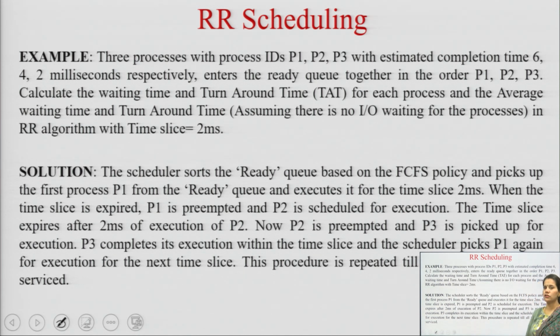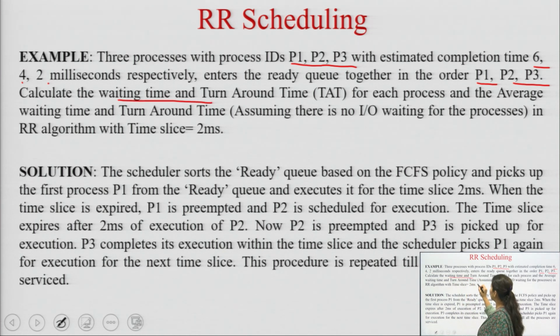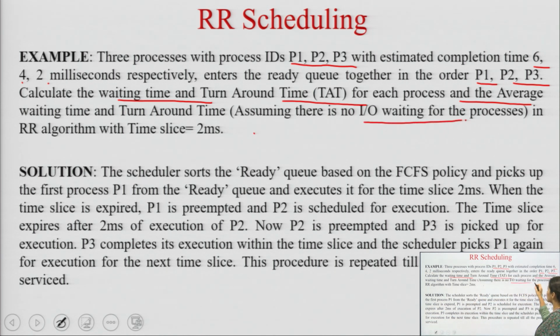Let us understand this scheduling mechanism using an example. Three processes with the process IDs P1, P2 and P3, with estimated completion times of 6, 4 and 2 milliseconds respectively, enter the ready queue together in the order P1, P2 and P3. Now, calculate the waiting time and turnaround time for each process and the average waiting and turnaround time. Again, we assume that there is no input output waiting for the process, and the RR algorithm uses a time slice of 2 milliseconds. So, this is the predefined time slice.